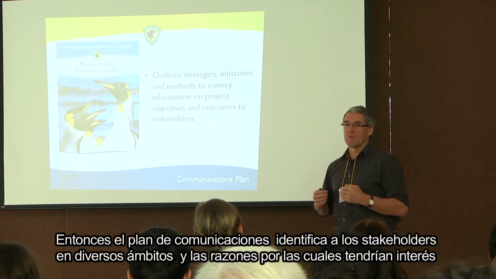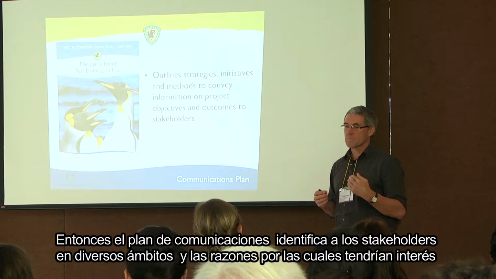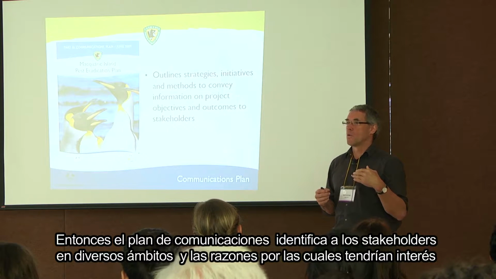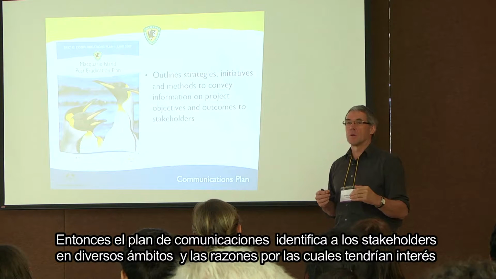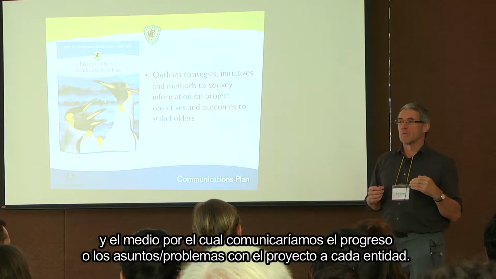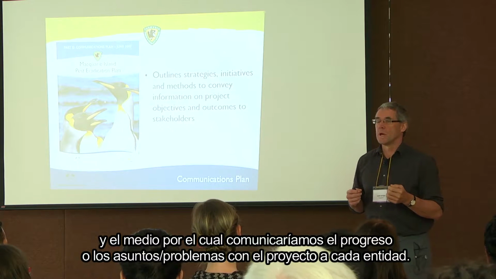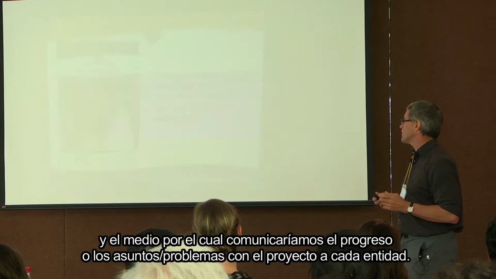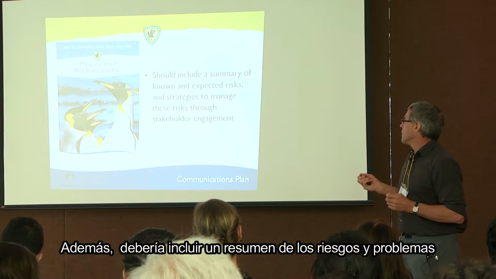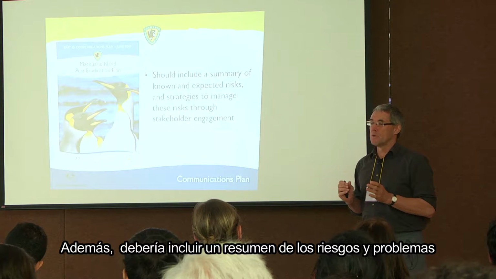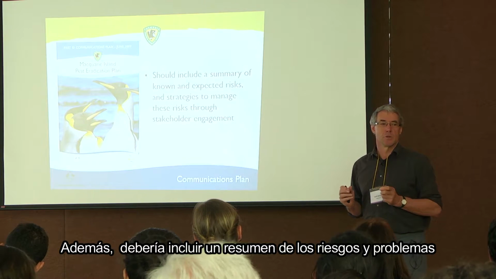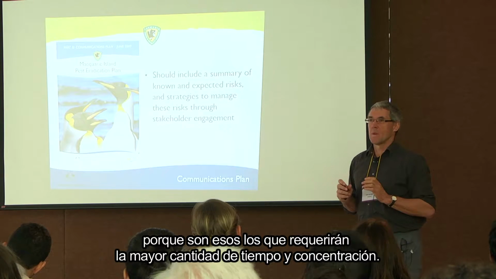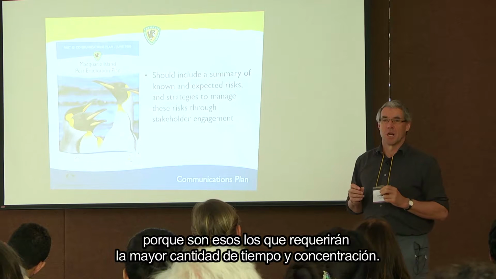So the communications plan for us was the document where we identified who was going to be interested, the sorts of things or the reasons that they would be interested, and the means of communicating progress or issues with the project to each of those separate bodies. And again, it should include a summary of those risks and issues, because those are the ones you're most likely to spend the biggest amount of time on.